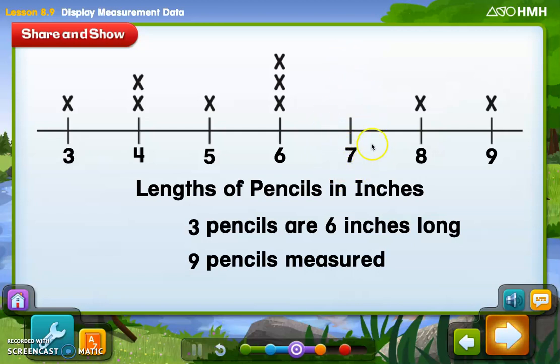You still want to make sure that you add it into your graph so that it goes with all the other numbers. So 3, 4, 5, 6, 7, 8, 9. So even if there is no pencils there, you still want to add it into this line graph so that way you can show that there was a pencil that measured 8 inches long, a pencil that measured 9 inches long. So again, sometimes it's okay if a pencil doesn't have a certain length that is on the plot.